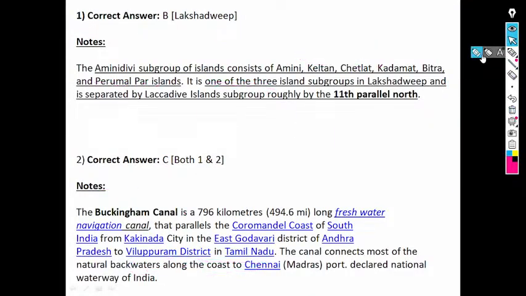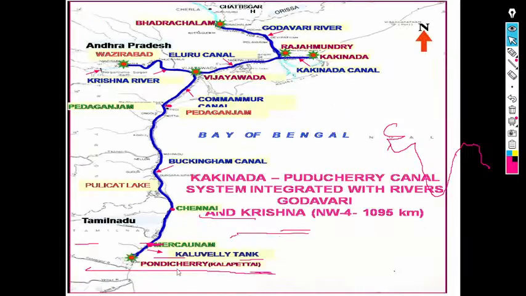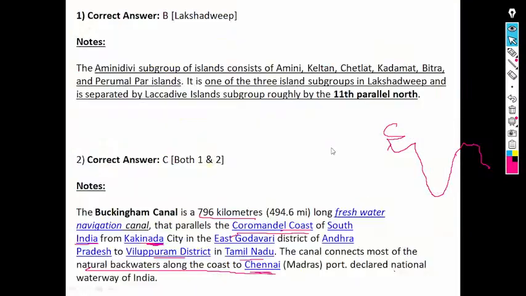So you can say the Buckingham Canal is a 796 kilometer long freshwater navigation canal that parallels the Coromandel coast of South India from Kakinada, sitting in the East Godavari district of Andhra Pradesh, to Villupuram district in Tamil Nadu. The canal connects most of the natural backwaters along the coast of Chennai and Madras port. It runs from Kakinada to Pondicherry.